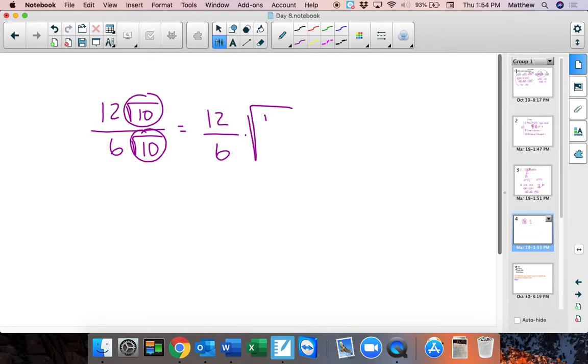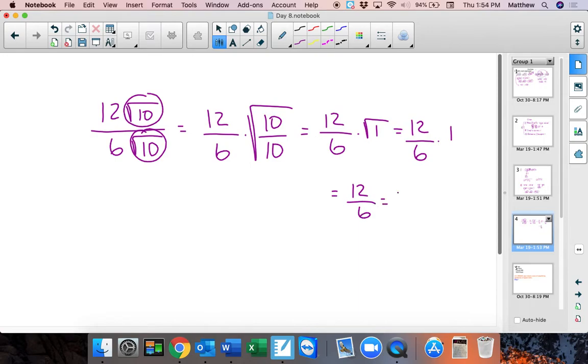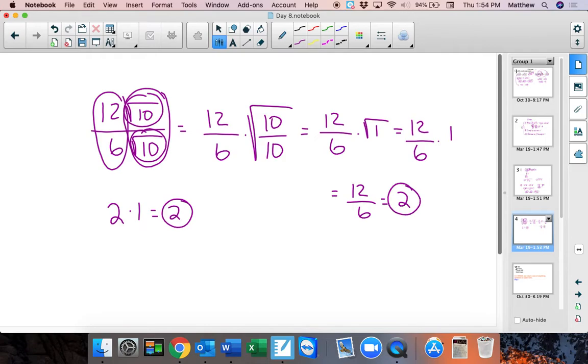I can put them under the same radical. 10 divided by 10 is 1. So this is 12 over 6 times the square root of 1. But that's just 12 over 6. Again, my outside numbers have stayed the same, times 1. So I'm left with 12 over 6, which is 2. Okay, so going back here, my coefficients reduce to 2, and root 10 over root 10 is just 1. So that's 2. Okay, a couple of different ways to do it.